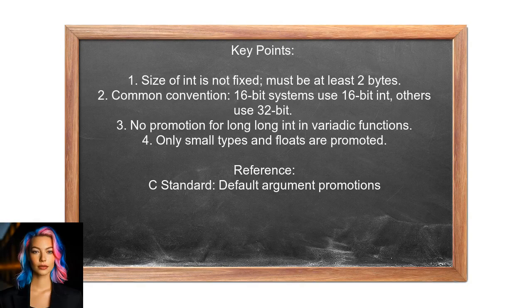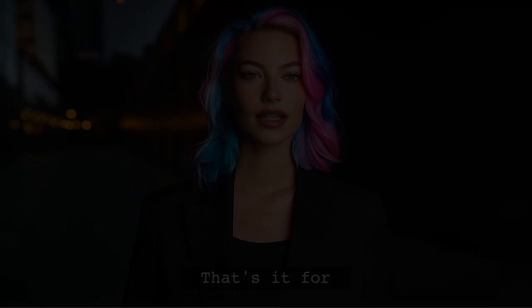This user clarifies that the size of an int in C is not guaranteed to be 4 bytes on 32-bit machines or 8 bytes on 64-bit machines. Instead, C only requires that an int must be at least 2 bytes. The common convention is that 16-bit and 8-bit systems use 16-bit ints, while most others use 32-bit ints. They also explain that when passing a long int to a variadic function like printf with the %ld format, no promotion occurs since long int is not one of the smaller types. Only small integer types and floats are promoted according to the default argument promotions defined in the C standard. That's it for that response.